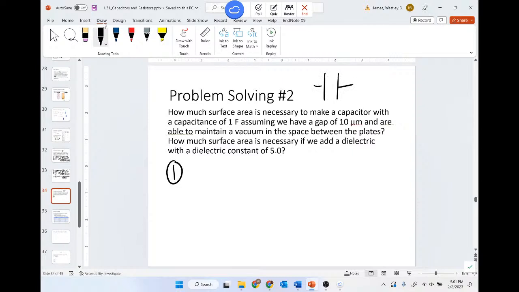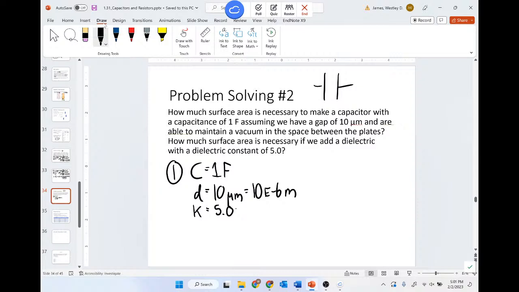What is given? We have our 1 farad, that's capacitance, just like before. We have 10 micrometers, which is the gap between them. So that is the distance between them, 10e to the minus 6 meters. And that's all that's given in the first part. The next one, let's go ahead and add that. We have a dielectric constant of 5. We are not going to use that till part B though. So we've got to be careful. Do not put that in.